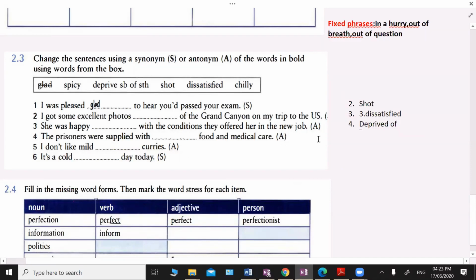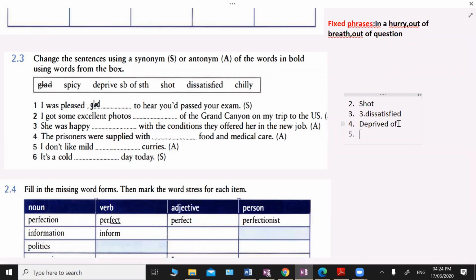Number 5, I don't like mild curries. Now again, opposite of mild. Opposite of mild is spicy or hot. Mild means very bland, remember? Can you remember the word we studied yesterday? I gave you an example as well.